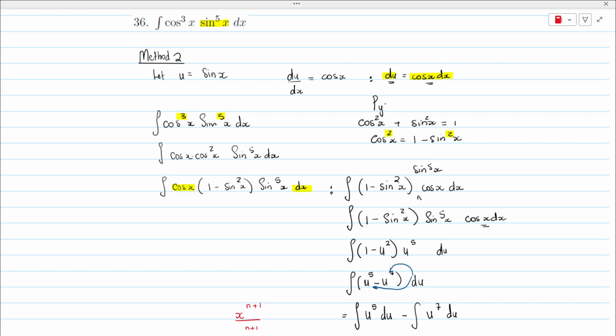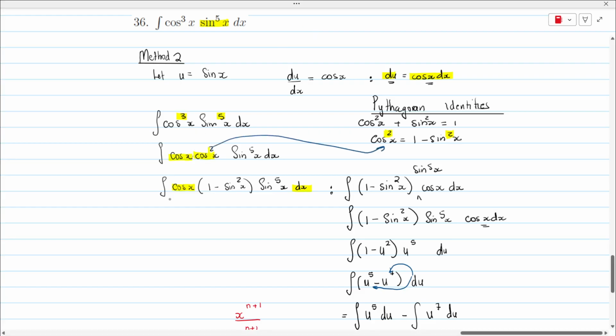Let me write Pythagorean identities here. To simplify this, because I'm working with even and odd exponents, I'm going to separate these two. I'm going to say cos x multiplied by cos squared x, because when I've done that, I am able to apply these identities. Then I put this value that I found, which is 1 minus sine squared x, in place of cos squared x, as you have seen here. Then I put back my sine 5x dx.